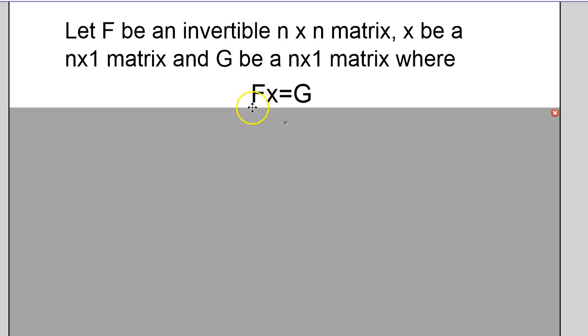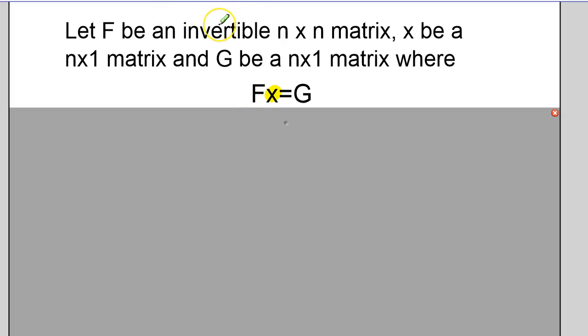Well, suppose we know what F is, and suppose we know what G is, but we don't know what X is. In other words, what are the values that make up the X matrix, which ends up being just a one-column matrix. Well, in order to do that, we can use what we know about inverses.